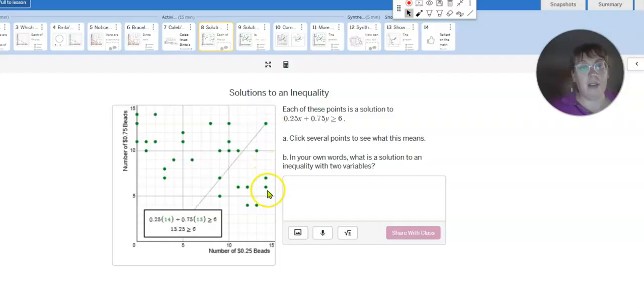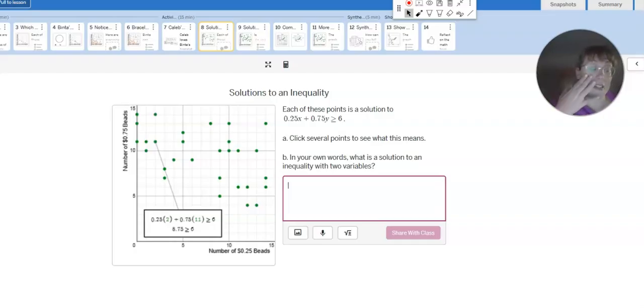And as we click around, you'll notice it breaks down and plugs in the X and the Y values to get our total cost of the bracelet. And it says, in your own words, what is a solution to an inequality with two variables? So what are we noticing? What makes it a solution? Why are all of these solutions to this inequality? Think about that response there.